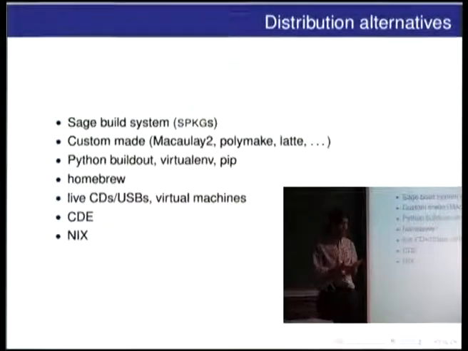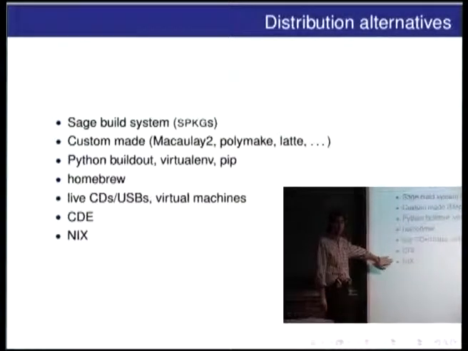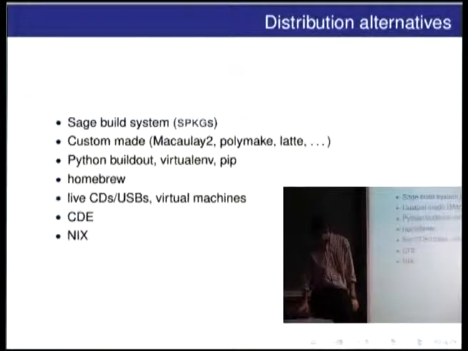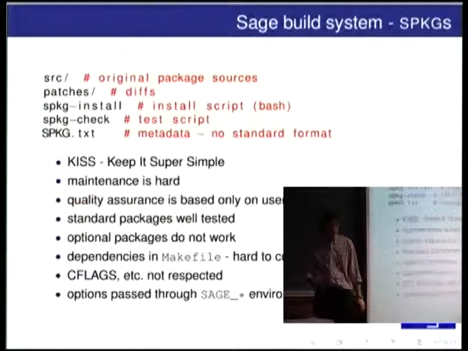So there are binary images for major distributions like Ubuntu and Fedora, there's a virtual machine if you want to use it under Windows, or if you want quick access, there is also a live CD where you can try it out. I don't think these are really good options, and I will come to that. And then there's NixOS, which maybe most of you know anyway, and a neat idea called CDE. Let's start with Sage packages.